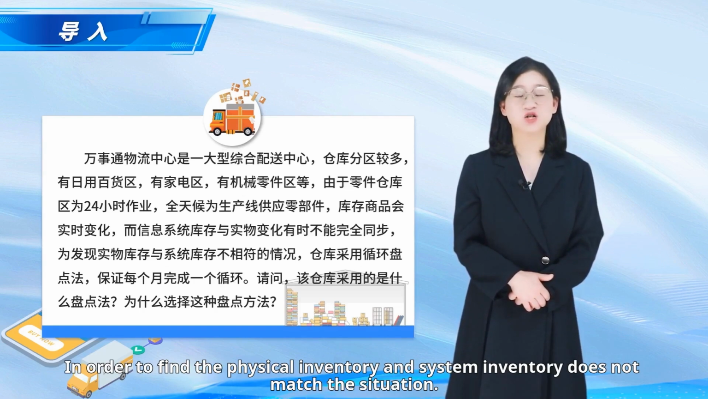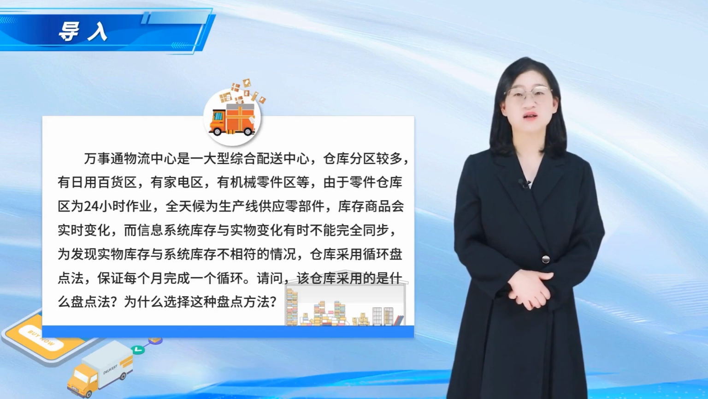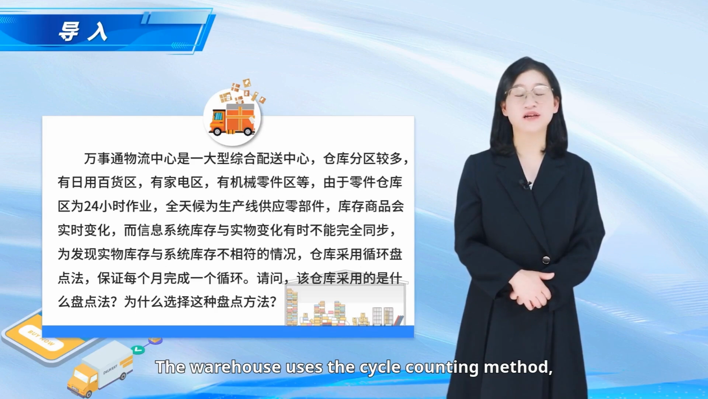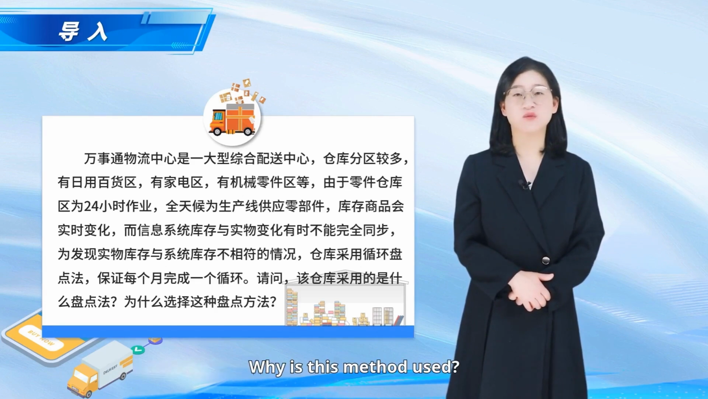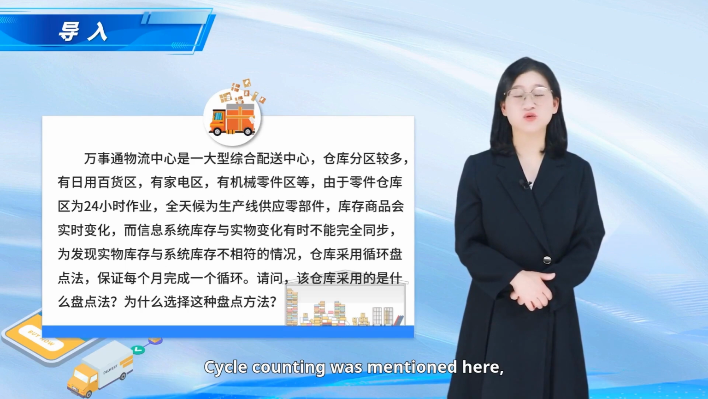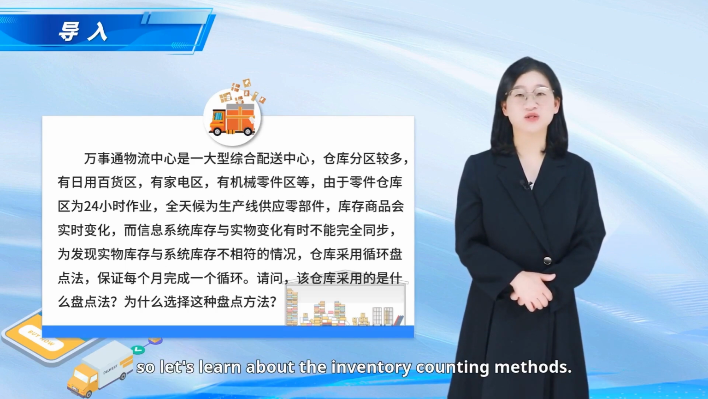In order to find situations where the physical inventory and system inventory do not match, the warehouse uses the cycle counting method, ensuring a cycle is completed every month. What inventory counting method does the warehouse use? Why is this method used? Cycle counting was mentioned here. So let's learn about the inventory counting methods.